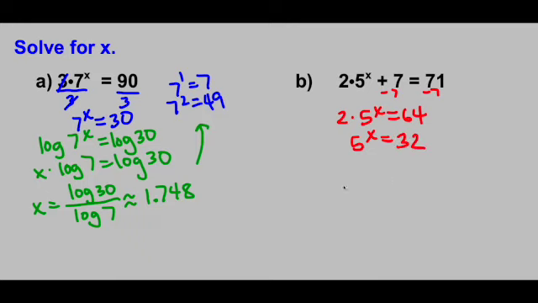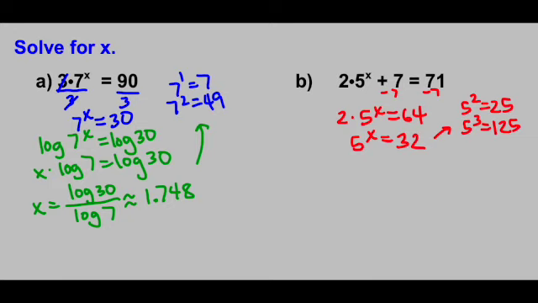Once again, before we even try to find the answer, let's think about what the answer should be about. I know that 5 squared is equal to 25, and I also know that 5 to the third power is 125. So I know my answer is going to be somewhere between 2 and 3, probably closer to 2, since this is just a little bit above 25. So let's see what happens here.